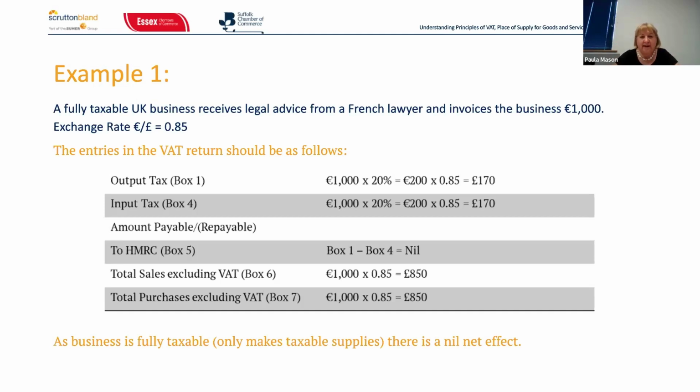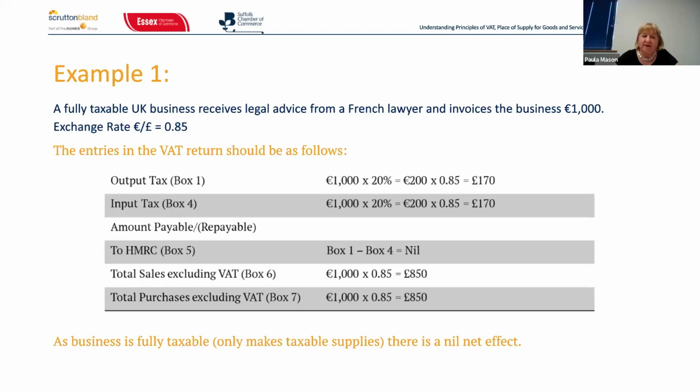So the recipient of the supply has to put in box 1 of his VAT return the output tax in relation to that invoice, which would be €1,000, 20% standard rate, divided by the exchange rate, which would give £170 output tax. On the other side, it's also treated as a purchase, so the input tax would be exactly the same amount because he is a fully taxable UK business. So it nets out as nil, so there's nothing payable or repayable to or from HMRC.